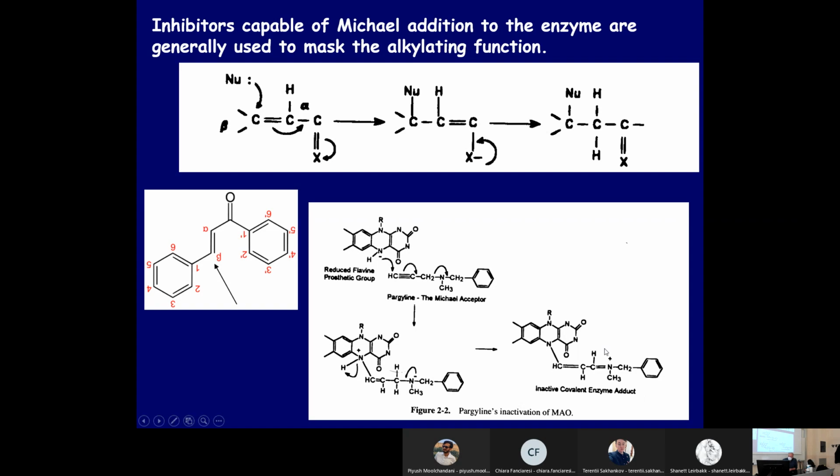This is another example of suicide inhibitors, in this case pargyline. Pargyline can block the activity of this particular enzyme.